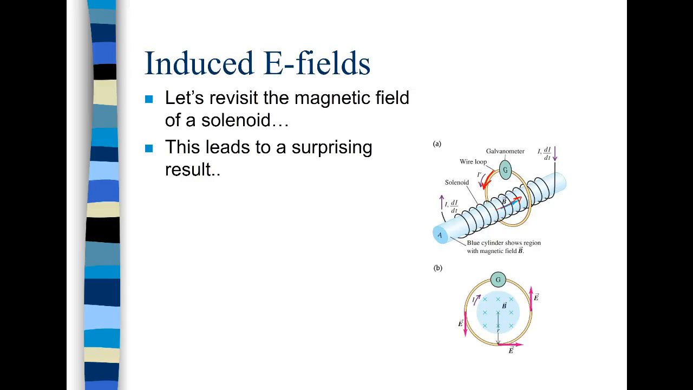But here's the surprising thing, is that there's not actually a magnetic field outside of the solenoid. In other words, if I have a segment of wire right here, a segment of this wire loop, there's not actually a magnetic field there that causes a force on the moving charges. So how then do we explain that we have current in that wire loop? Well, basically what happens is that there's going to be a current from a changing electric field.